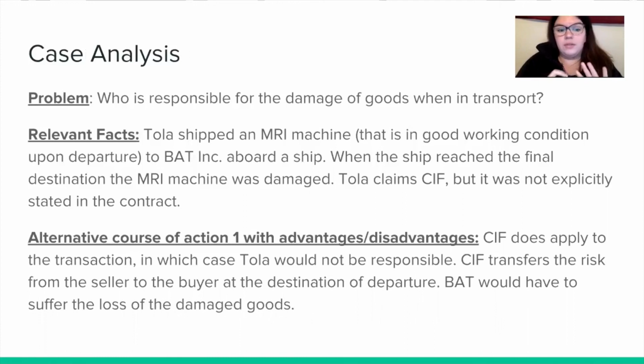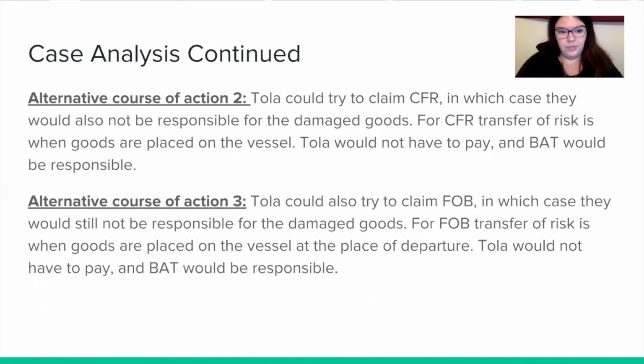CIF transfers the risk from the seller to the buyer at the place of departure, and BAT would have to suffer the loss of the damaged goods. Another course of action would be that Tola could try to claim CFR, in which case they would also still not be responsible for the damaged goods. For CFR, the transfer of risk is when the goods are placed on the vessel, and Tola would not have to pay, and BAT would still be responsible for those damaged goods.